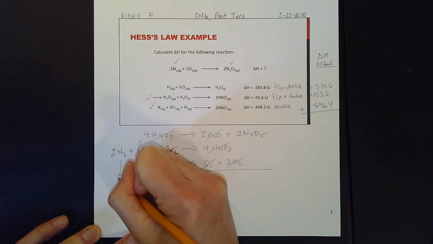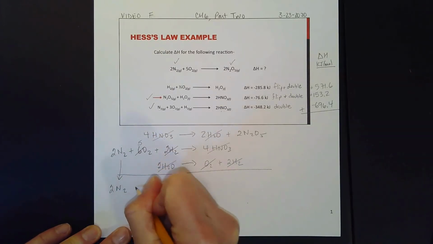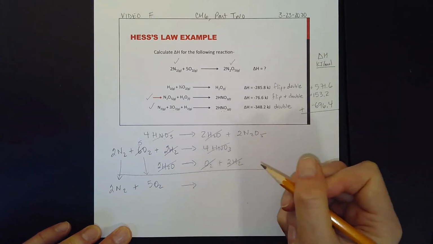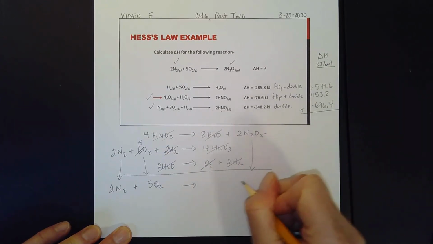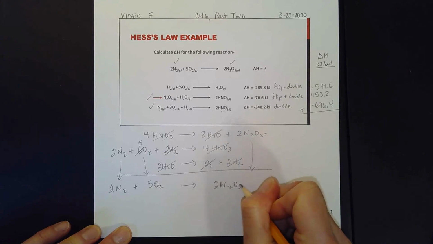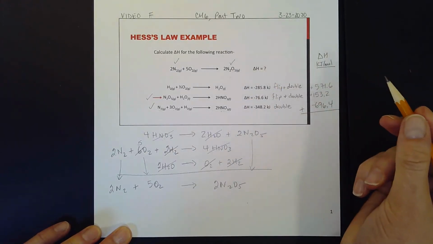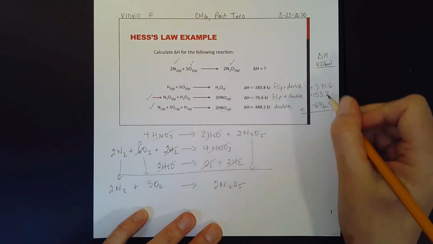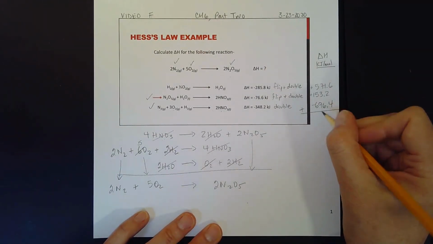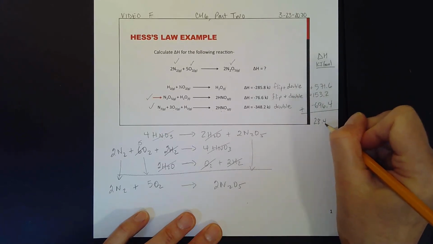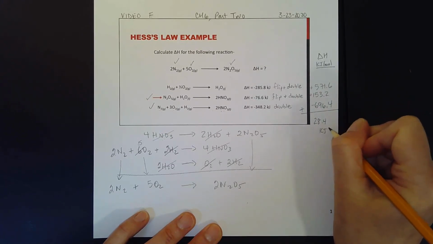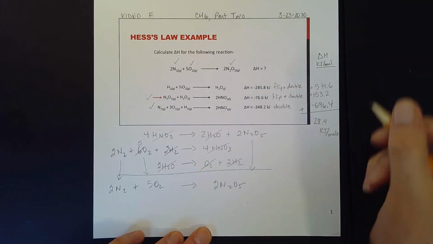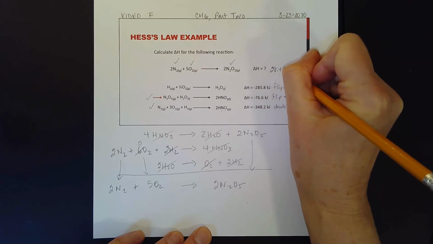So what have I got left? I've got 2 N2s plus 5 O2s. And on the right, I have 2 N2O5. That is my desired reaction. Okay, great. So now I add these together and I get 28.4 kilojoules per mole. So I can see that my net reaction is 28.4.